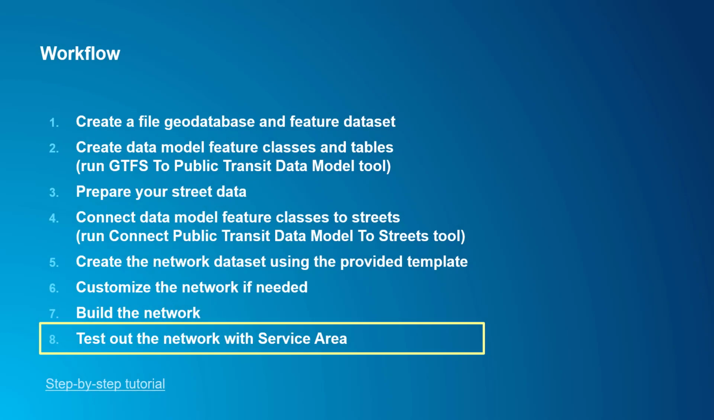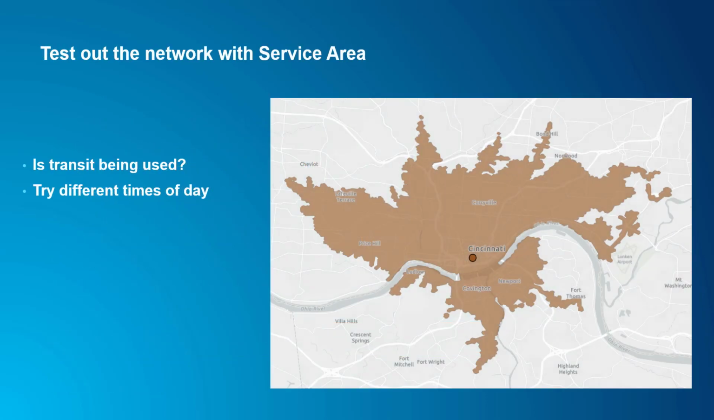We finally reached the last step. It's time to test out the network dataset. At this point, the network dataset should be ready to use. The easiest way to test it out is to create and solve a service area. Service area makes it fairly easy to see if the transit lines are being used, since usually the service area polygon follows the transit lines, and it will change depending on the time of day you solve it.